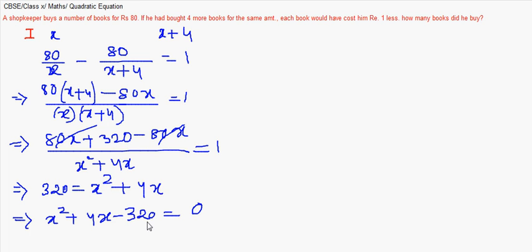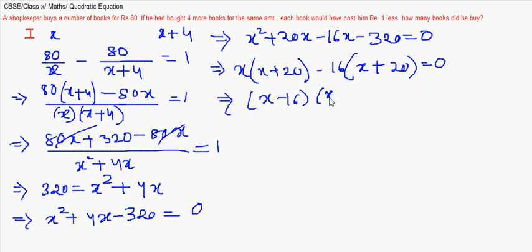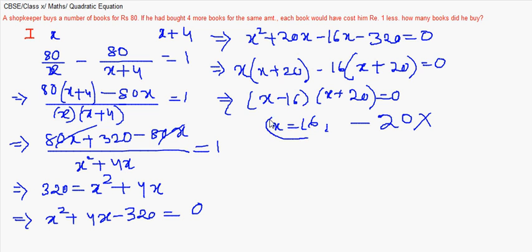We can split it. 320, 16 into 20, yeah. So it is x square plus 4x. Oh no, I'll have to split it. So it is plus 20x minus 16x minus 320 equals 0. If I take x common, it is x plus 20, minus 16 if taken common is again x plus 20, thereby giving the two factors as x minus 16 and x plus 20 equals 0. So x is equal to 16 and minus 20. X we had assumed to be the number of books, so minus 20 is not possible. So we consider x, how many books did he buy, as 16.